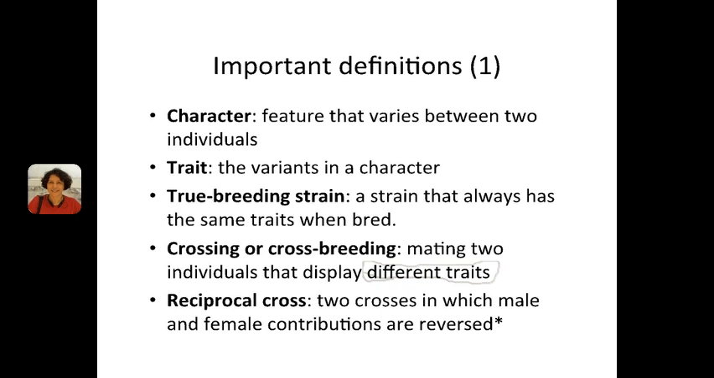And then a reciprocal cross is actually two different crosses in which you're going to reverse the male and the female. In cross number 1, say the purple flower is the male and the white flower is the female. In cross number 2, the purple flower is the female and the white is the male, and so forth.